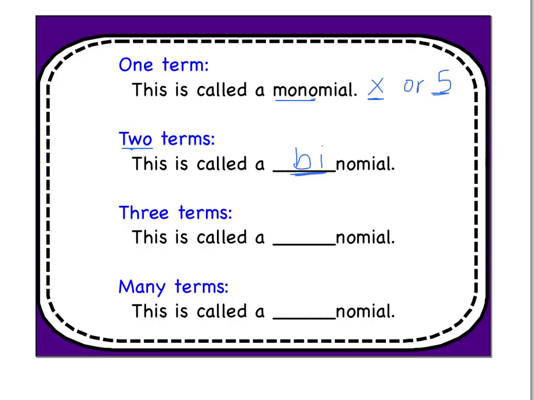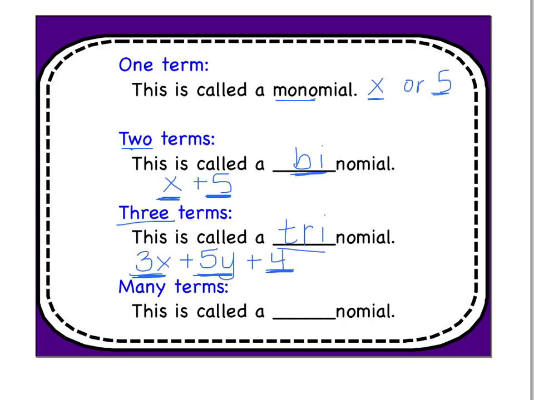Two terms would be if I were to put x plus 5. I've got a term here, and I've got another term here, and they're separated by an addition sign. So if anything is ever separated by an addition sign or a subtraction sign, it's going to be called a binomial if there are 2 of them. 3 terms, think tricycle or trinomial. Tri means 3. So I could have 3x plus 5y plus 4. I can't combine any of these together, so I have 1 term, 2 terms, 3 terms.